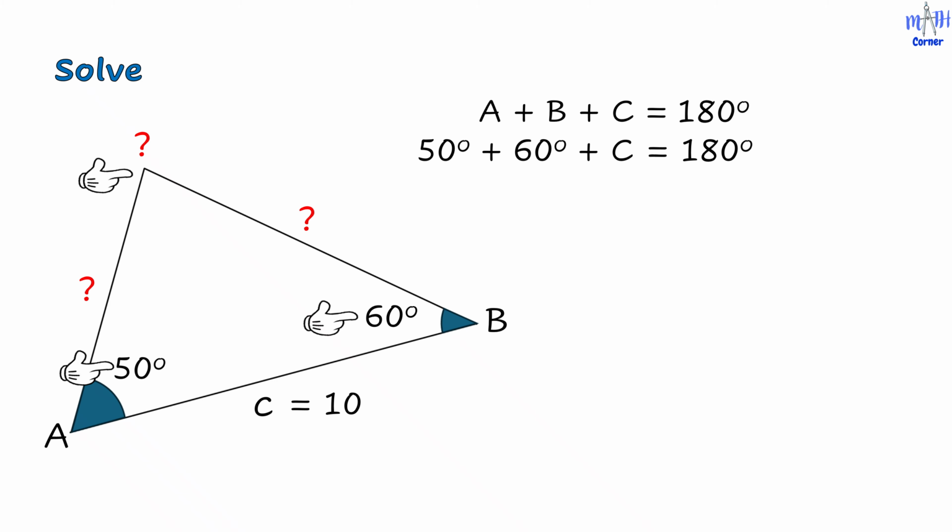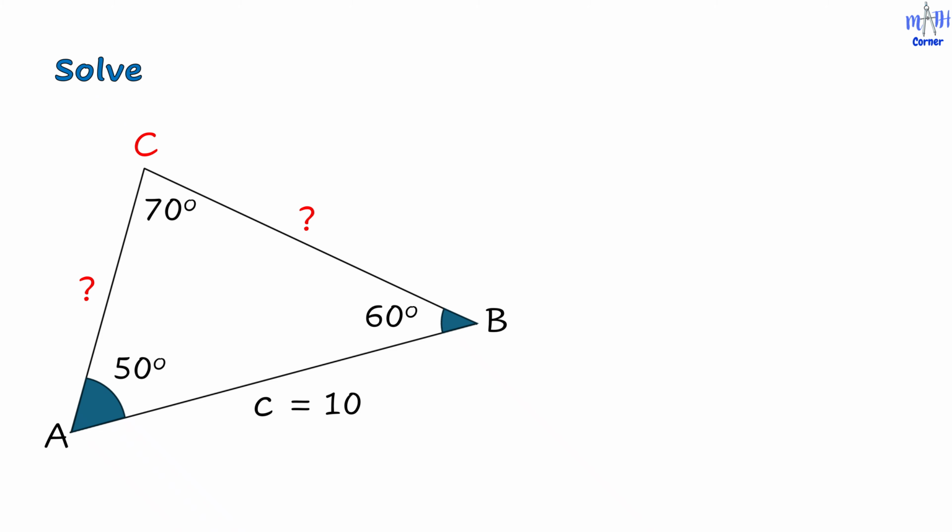Subtract 50 degrees and 60 degrees from both sides of the equation. On the left side, since 50 degrees minus 50 degrees equals 0, and 60 degrees minus 60 degrees equals 0, we are left with C. On the right side, 180 degrees minus 50 degrees minus 60 degrees equals 70 degrees. So, angle C equals 70 degrees.